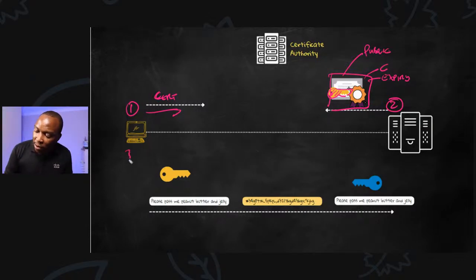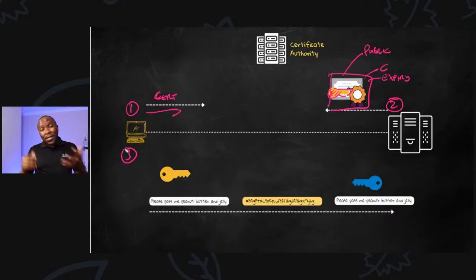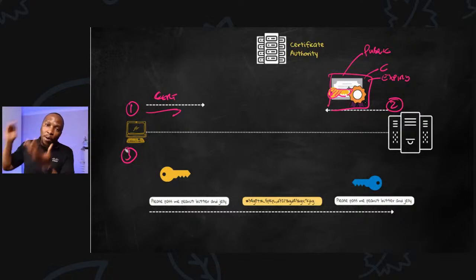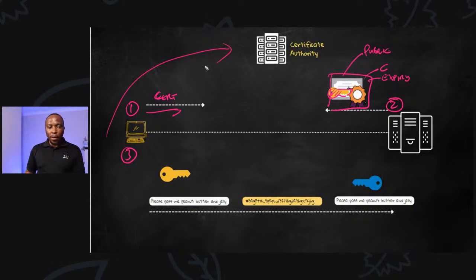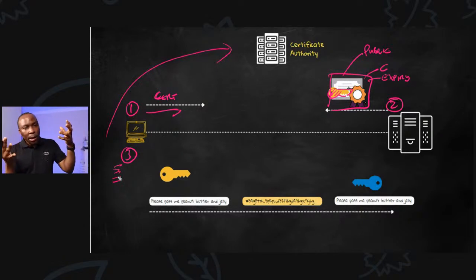So that's step number 2. Step number 3, how does the user trust that certificate? How do I know that the certificate that I got came from a source that is genuine? That's where the certificate authority comes into play. So our systems have certificate authorities that they trust, and these certificate authorities are listed in our browsers on our PCs.